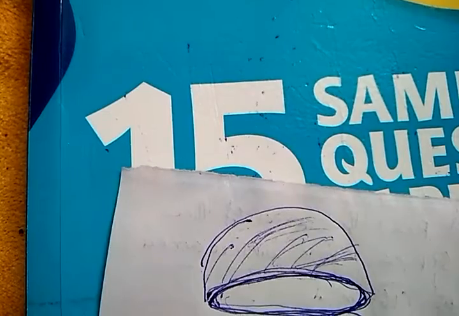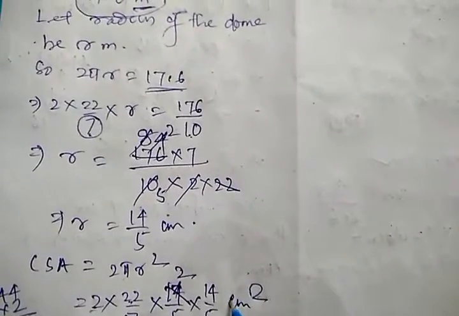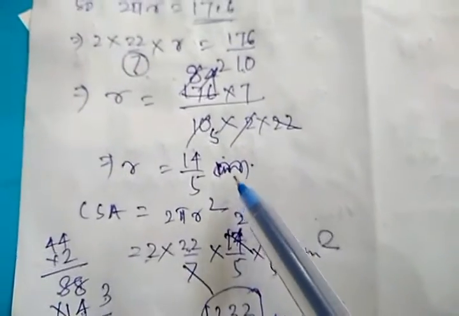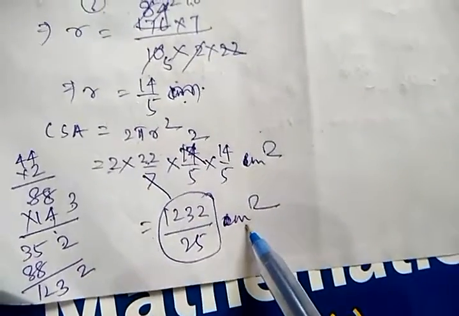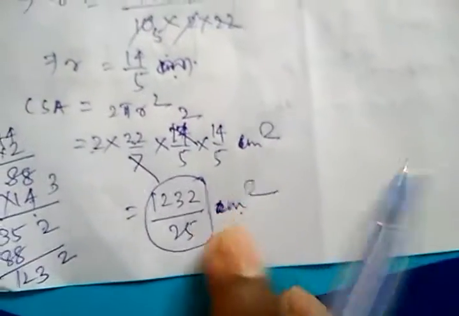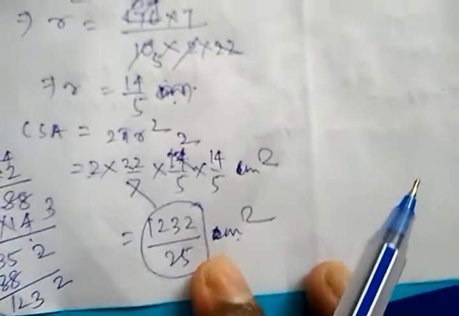Sorry, this is meter square, but here this is wrong, please, because here unit is given meter. Sorry, I have taken centimeter, wrong. This is meter and this is meter square, but the rate is given per centimeter square. So you have to convert meter square into centimeter square.